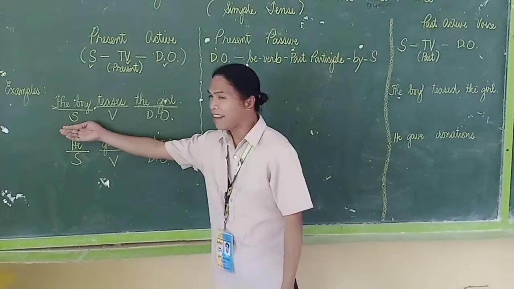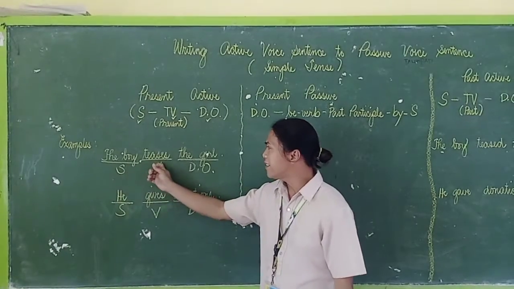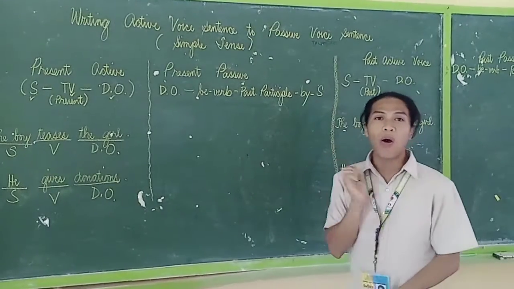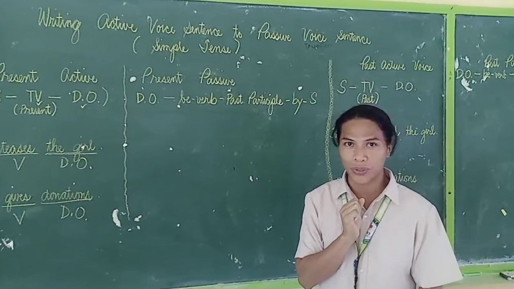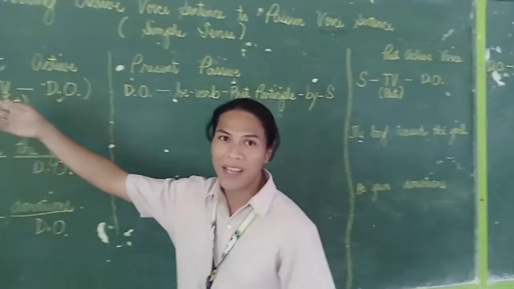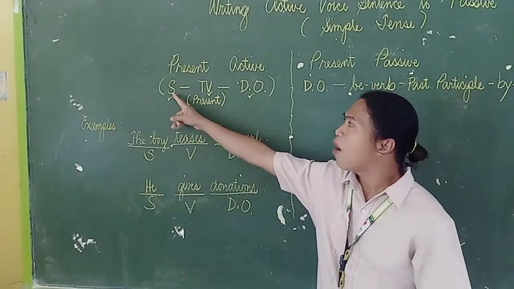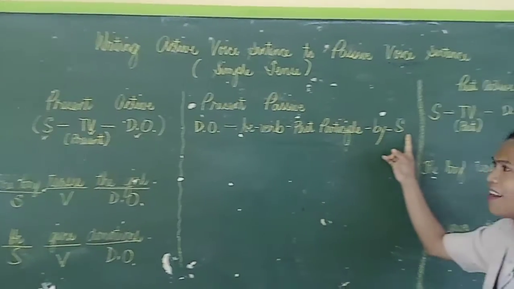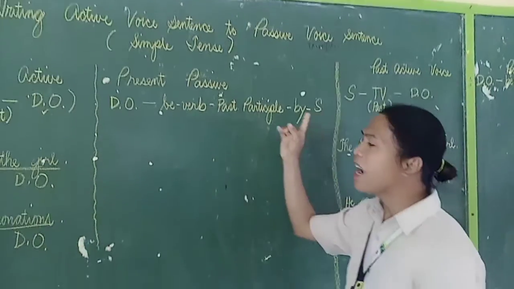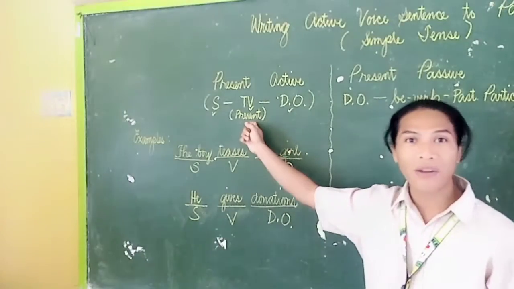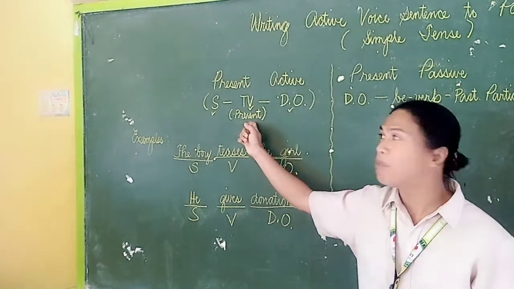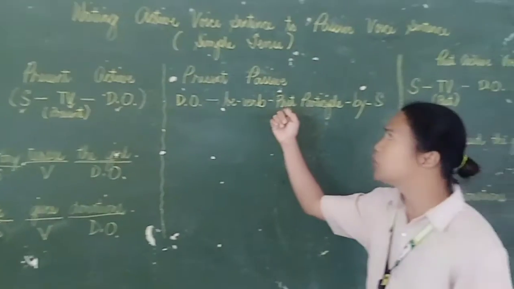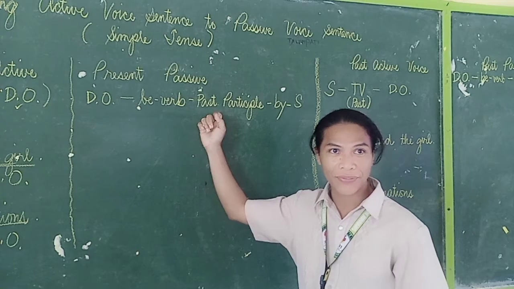Let's have this sentence. The boy teases the girl. So you are provided with this pattern. All you have to do is to substitute. Okay, so here, let us compare. From our subject, where is our subject located? This time at the last part. And our transitive verb, we are going to observe the changes of our present form of the verb in the active. What happened to the passive?